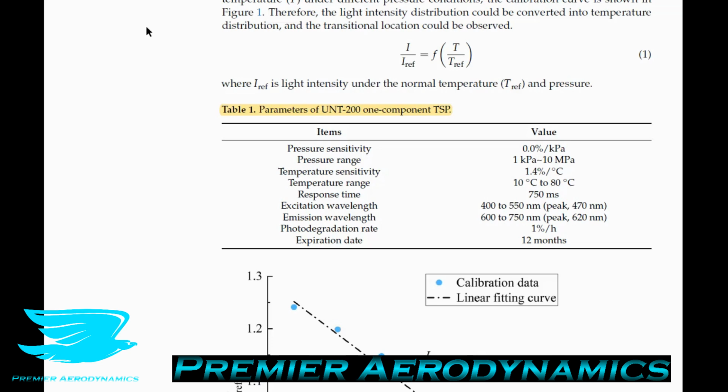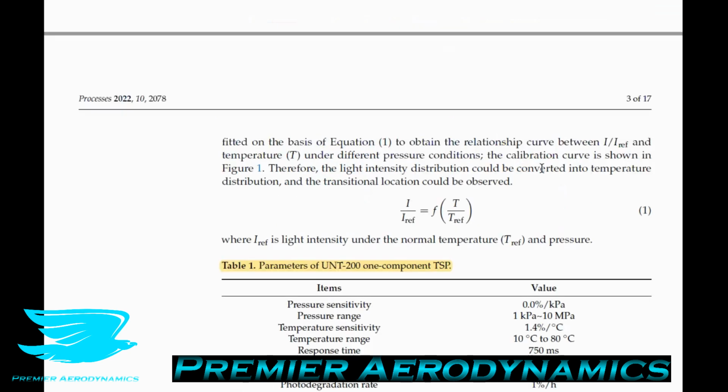Those are the results we want. So the relationship between the light intensity and the temperature can be described by the Arrhenius formula. This is in equation 1 here, and it's really simple. Using the above collected temperature and light intensity data, the TSP calibration data were fitted on the basis of equation 1 to obtain the relationship curve between the intensity divided by the reference intensity and the temperature under different pressure conditions.